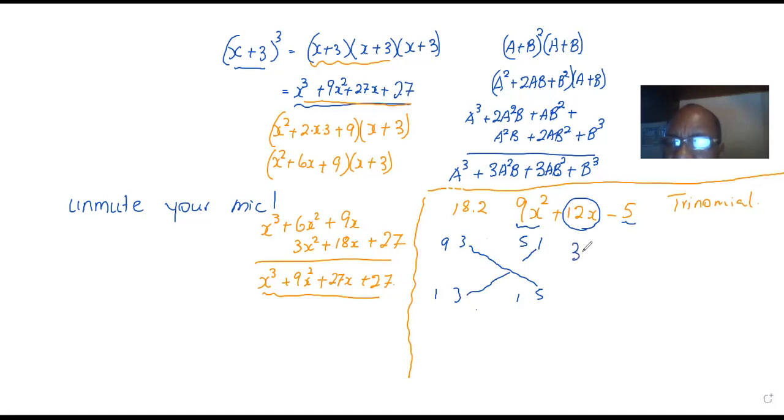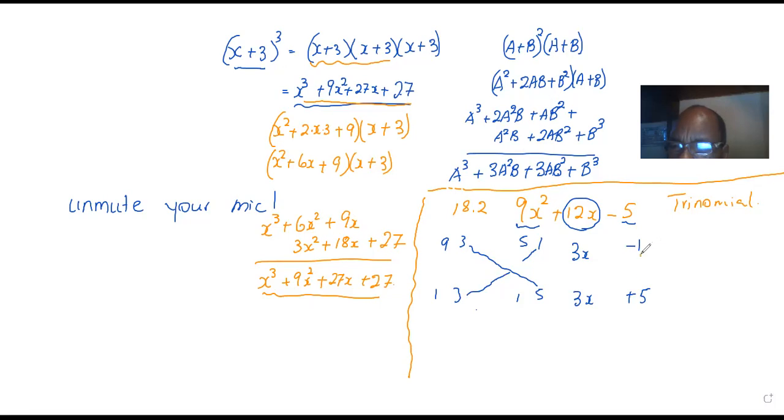So I'll have 3x multiplied by 3x. This side I'll have 1, and this side I'll have 5. But this one is a minus, so it's going to be a plus here, because that sign is a plus here. The bigger one must be the same as this one here, and this is going to be a minus, negative. Now look what's going to happen here, Atola.